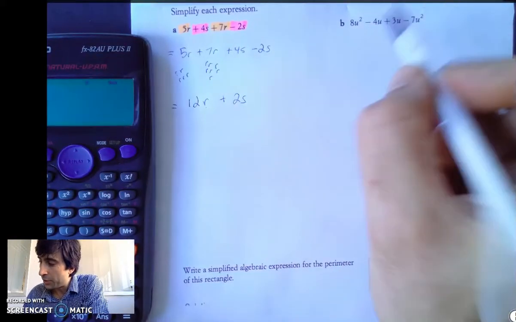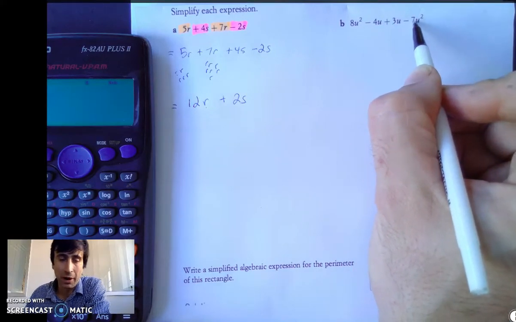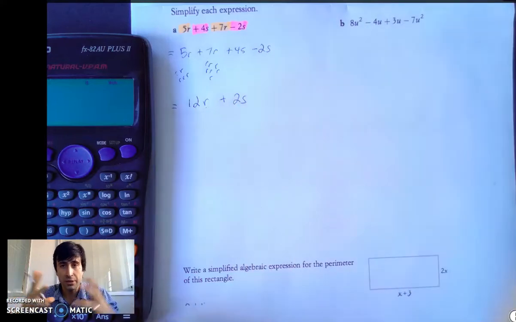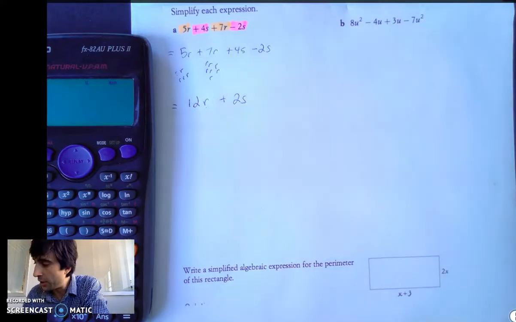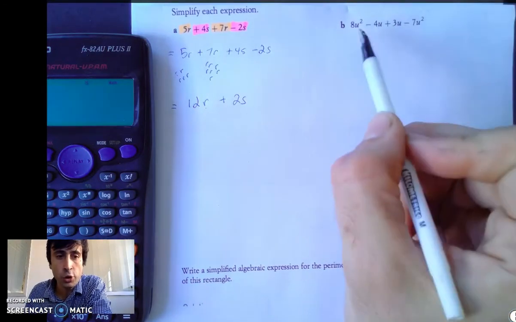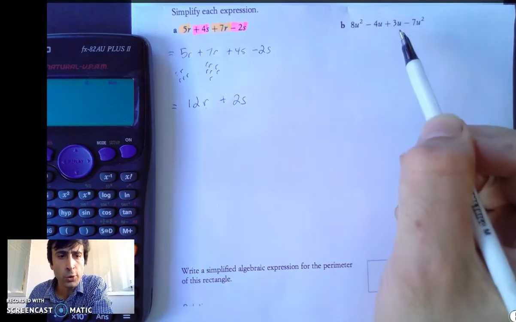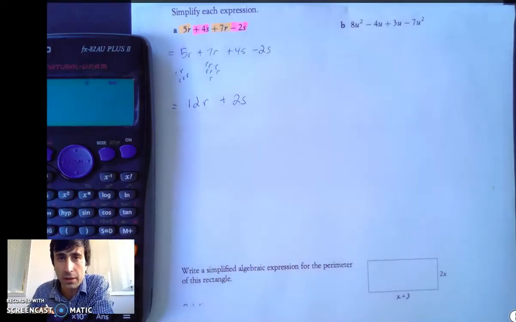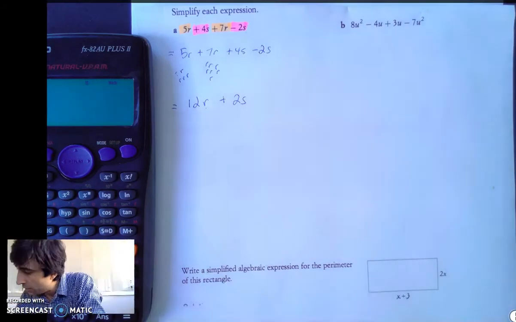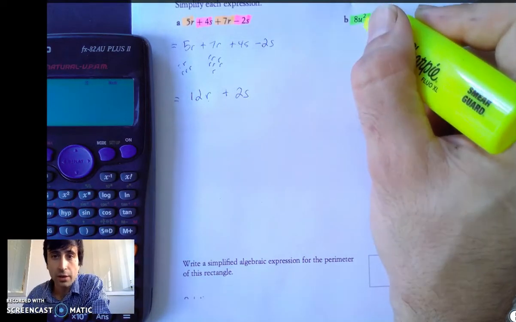8u squared minus 4u plus 3u minus 7u squared. Let's simplify. In other words, by simplifying, we're making it as small as we can. So what are the like terms? Now, most people would look at this and say, there's a u, there's a u, and they're all like terms because they're all u's. But that's not true, because they need to look exactly the same to be a like term. We have our u squared. The only thing that'll join on to u squared is another u squared.